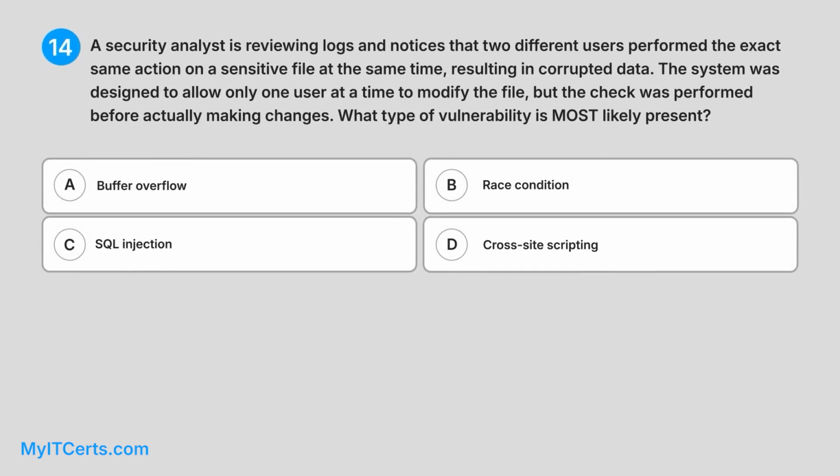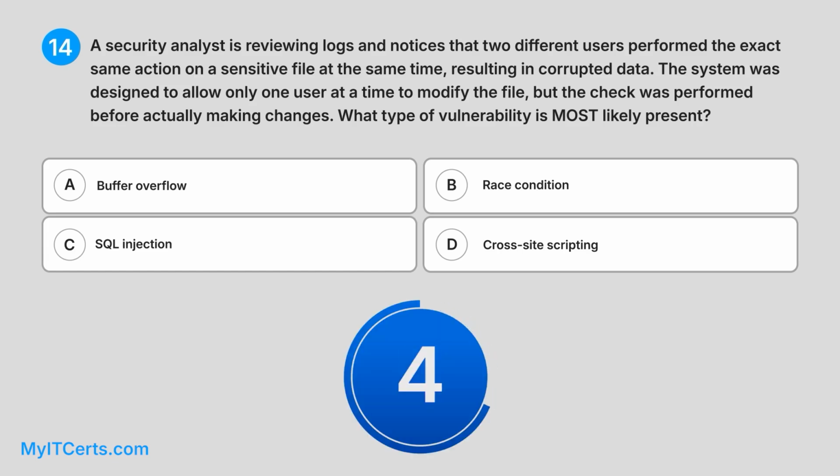14. A security analyst is reviewing logs and notices that two different users performed the exact same action on a sensitive file at the same time, resulting in corrupted data. The system was designed to allow only one user at a time to modify the file, but the check was performed before actually making changes. What type of vulnerability is most likely present? A. Buffer overflow. B. Race condition. C. SQL injection. D. Cross-site scripting. Do you know the answer?